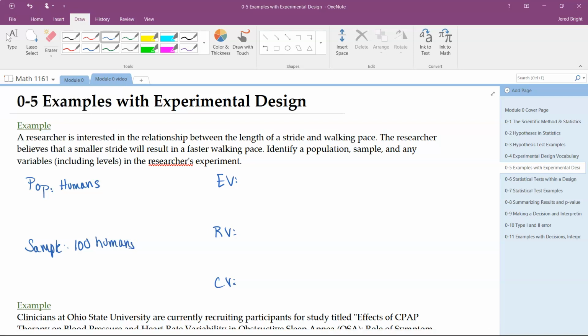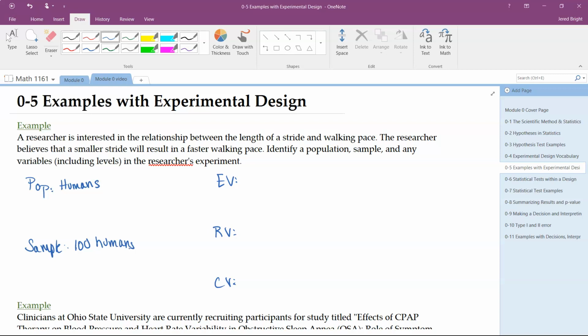There is no correct answer for population and sample here. It's whatever you feel like, and if it is unclear, which it won't be on a test, we would allow you to respond with whatever was appropriate. But when we look at variables, there are correct answers. The researcher believes that a smaller stride will result in a faster walking pace. So effectively what we're saying is that smaller stride will influence walking pace.